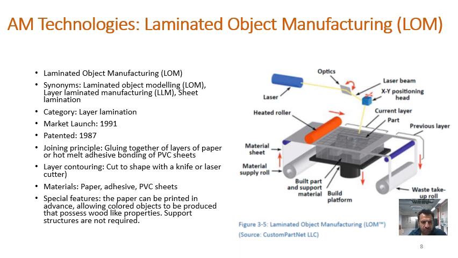Special features. Parts with wood-like properties from paper of different colors can be printed. Further, this technology doesn't require support structures, so not much post processing is required.